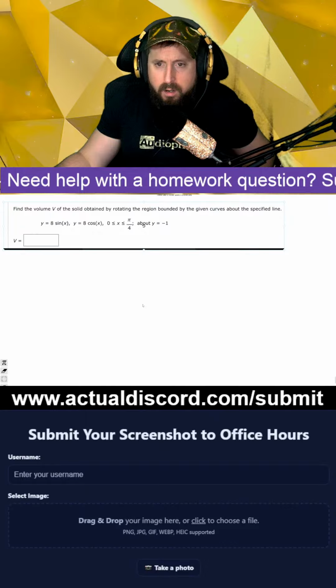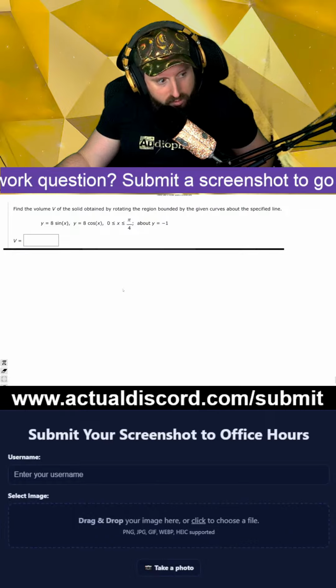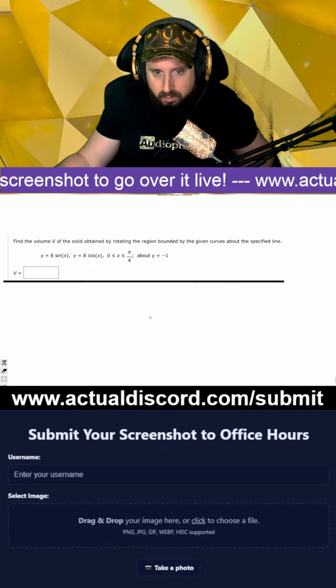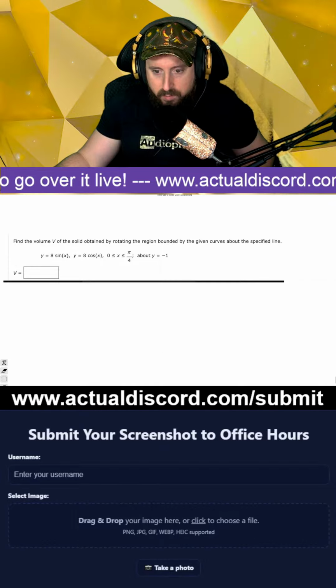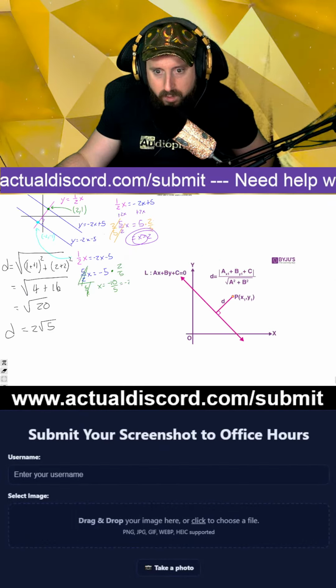Okay. We did this one. I'm very sure we did this one. Did we do this one? Volume of solid rotated by the region 8 sine x, 8 cosine x, about y equals -1. Oh, I'm very sure we did this one. It may have gotten submitted twice.